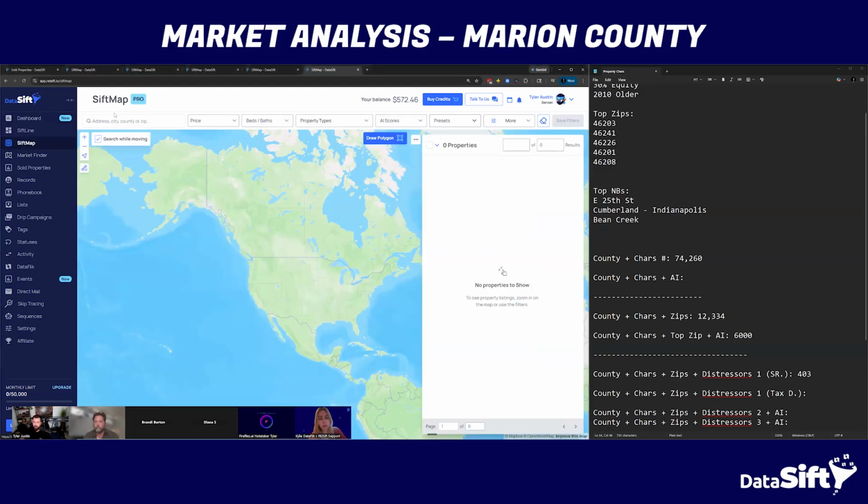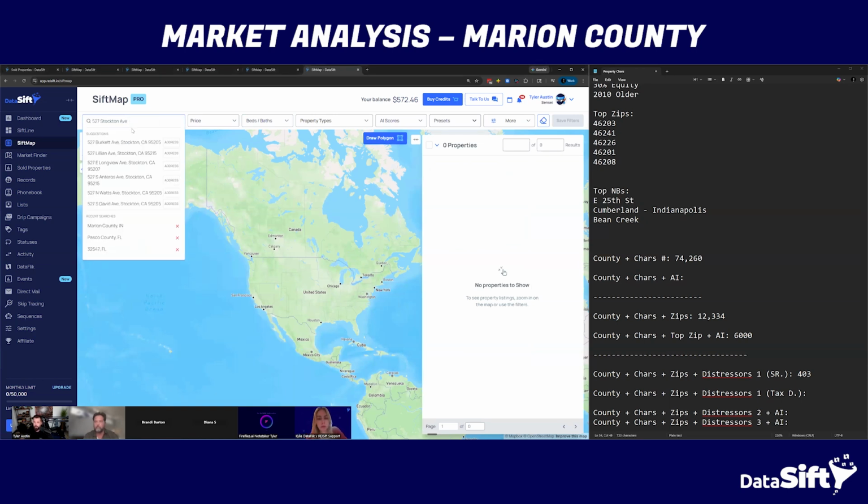Okay, so if I search this in the map, Stockton Avenue. It's just giving me Stockton. Did I copy it right? 527 Stockton Avenue. Maybe it's Stockton something else. Maybe it's not Avenue in our system. See you, Rusty. Oh, 927. So 927 Stockton. There it is.